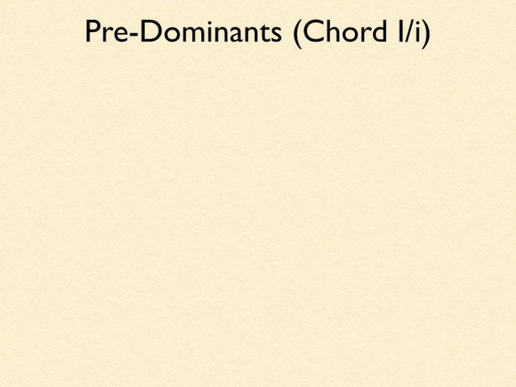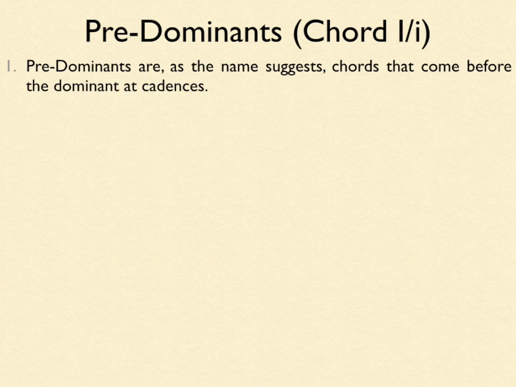So let's have a look at predominant chords, and this is where some students tend to get a little bit apprehensive in the harmony course. It's something that they may never have come across before, but it's quite simple once you get used to what predominant chords are and how we use them. Predominants are, as the name suggests, chords that come before the dominant at cadences.